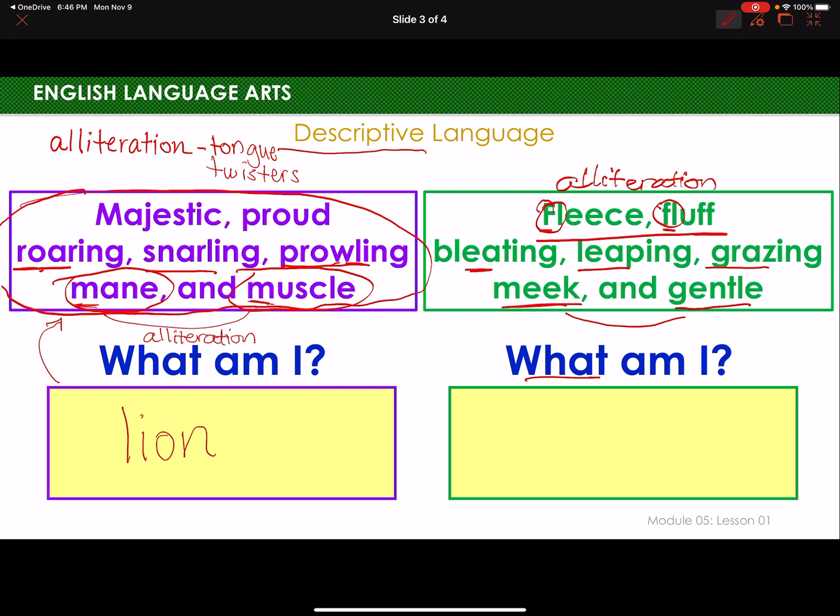Okay, so what type of animal do you think this stanza is describing? Fleece, fluff, bleating, leaping, grazing, meek, and gentle. If you said lamb, you would be correct. Now, a lamb and a lion, those are opposites, right? Opposites are also called antonyms. Those two animals are very different.